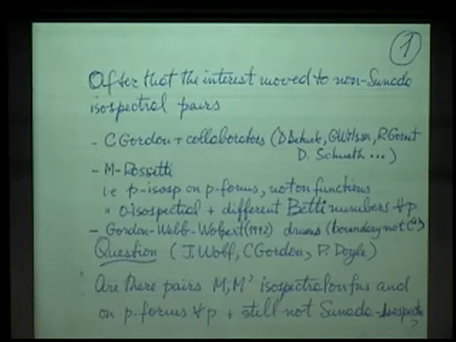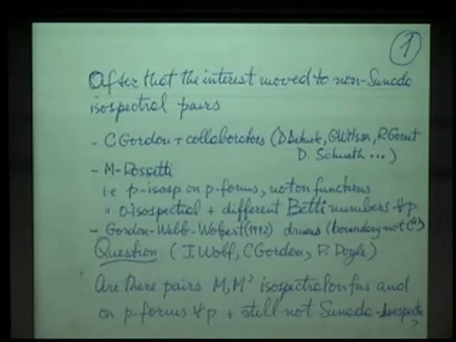Now we look at non-Sunada isospectral pairs. That means isospectral pairs that are not isospectral on every operator. For instance, Carolyn Gordon and collaborators, Dennis DeTurck, Edward Wilson, Ruth Gornet, Dorothee Schueth, gave a large number of examples using nilmanifolds. For instance, manifolds that are isospectral on functions but not on one-forms.